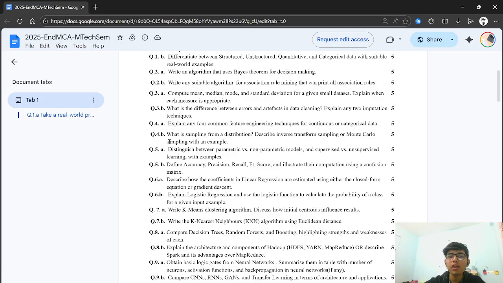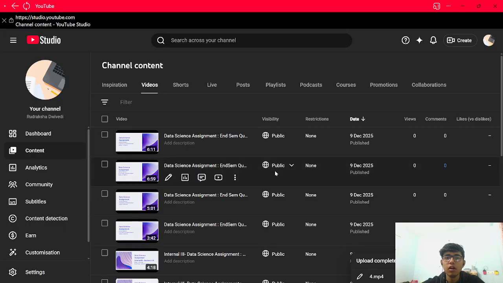So we shall now start with question number 5, part A, which says distinguish between parametric and non-parametric models and supervised versus unsupervised learning with examples. So let's begin.